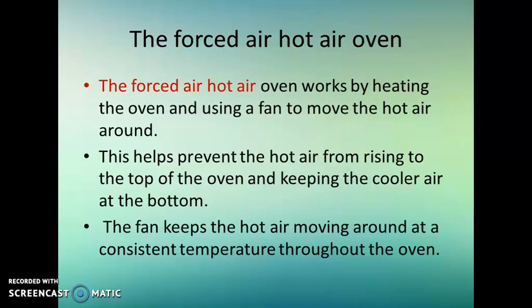This helps to prevent the hot air from rising to the top of the oven and keeping the cooler air at the bottom. So the fan keeps the hot air moving around at a consistent temperature throughout the oven.